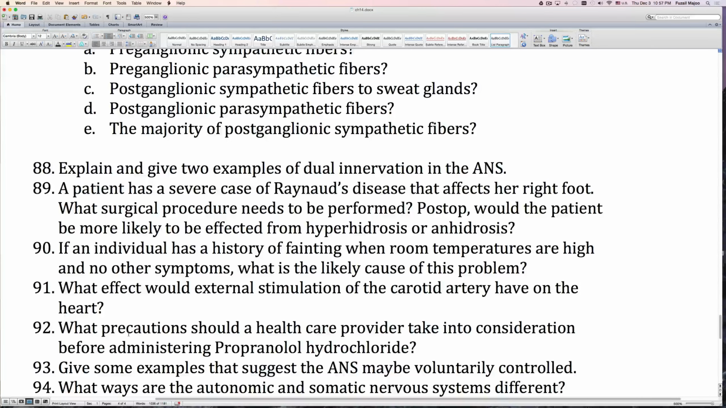Number 93. Give some examples that suggest the autonomic nervous system may be voluntarily controlled.